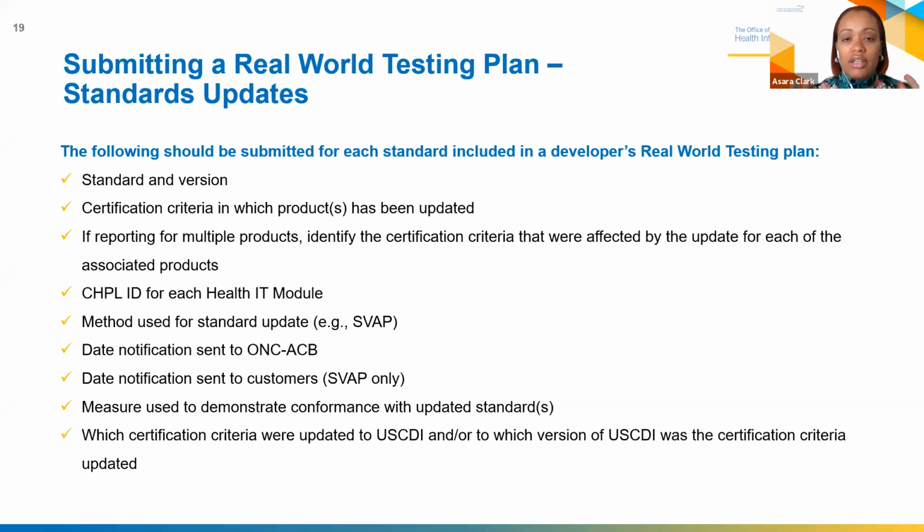So you would want to articulate within your plan what kind of standard update this is, the date you sent the notification to your ACB, for SVAP only the date that you sent the notification to your customers, measure used to demonstrate conformance with the updated standards, to tie all that together, and then which certification criteria were updated to USCDI and or to which version of USCDI was the certification criteria updated. So you'll notice that this is all in the template.